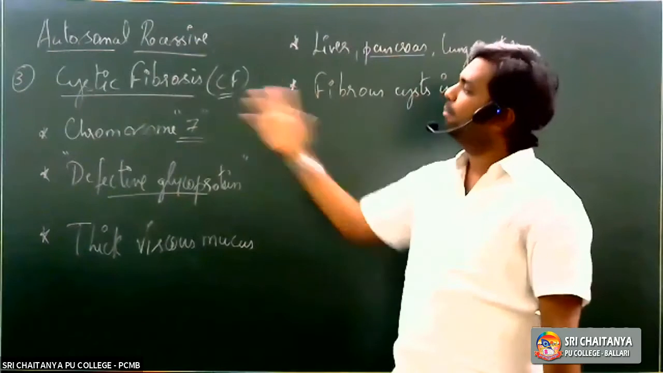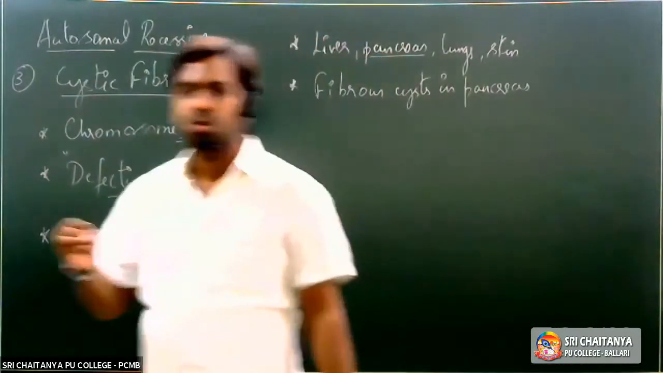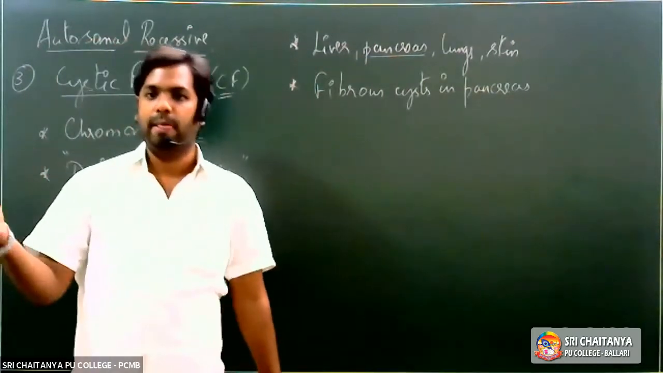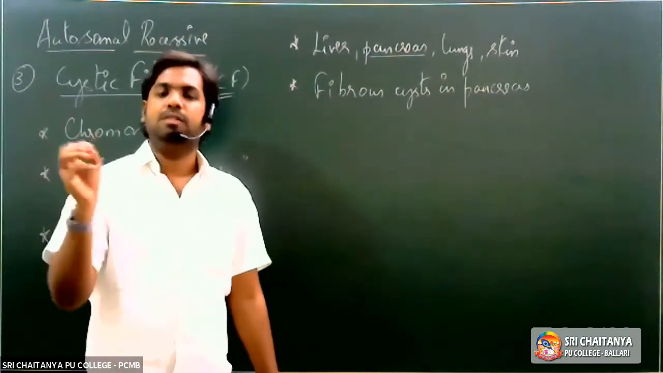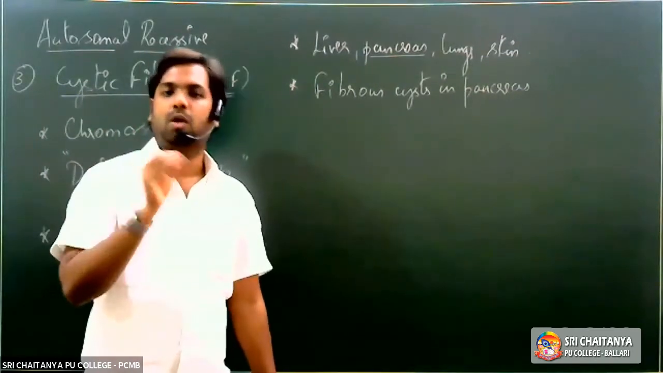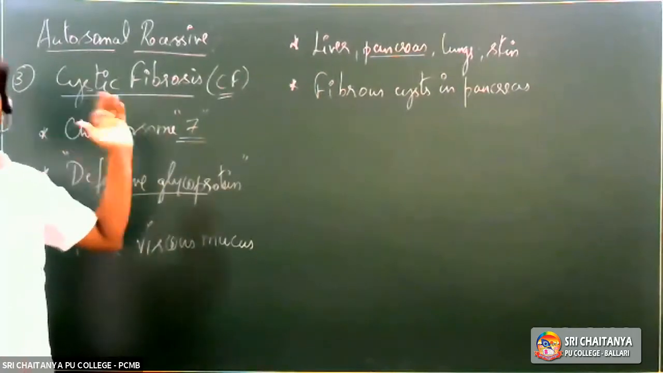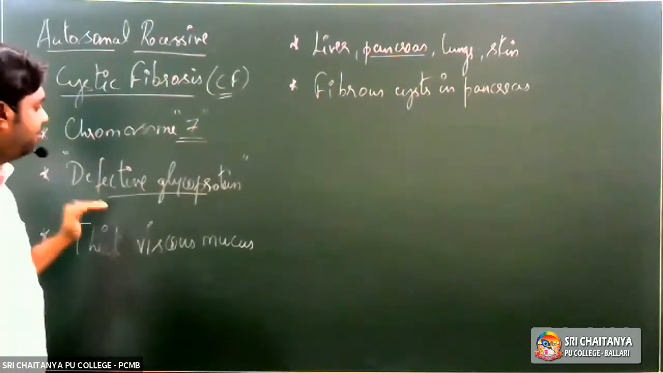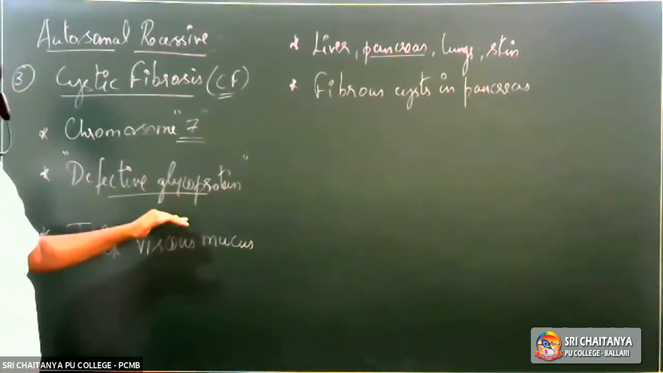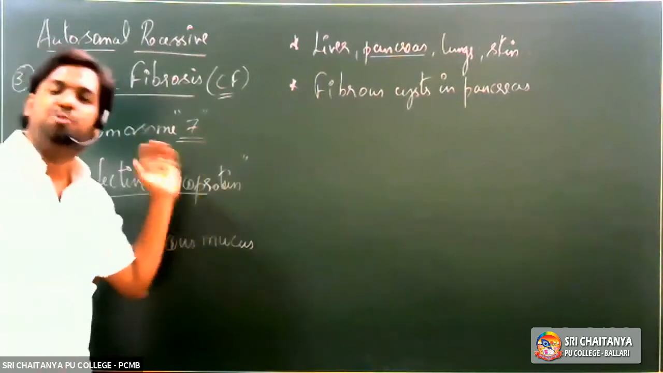Right? So what is happening in this cystic fibrosis condition? We said that it is an autosomal recessive disorder. Right? Since it is an autosomal recessive disorder, what does that mean? There is a mutation in a gene located on the autosome. Here it is chromosome number 7. Right? So due to mutation of a gene that is located on chromosome number 7, a defective or a faulty glycoprotein is being produced. As a result of which, thick viscous mucus is being secreted.